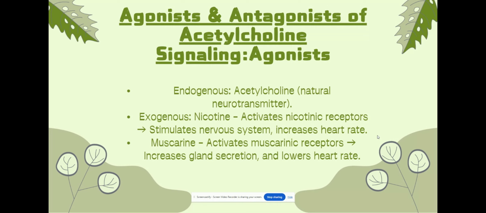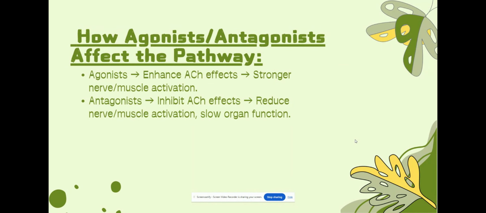Exogenous nicotine activates nicotinic receptors, and when it binds to these receptors, it stimulates the nervous system, which leads to an increase in alertness, heart rate, and in some cases addiction due to its effects on dopamine release. And lastly, now we will be going over how agonists and antagonists affect the pathway.